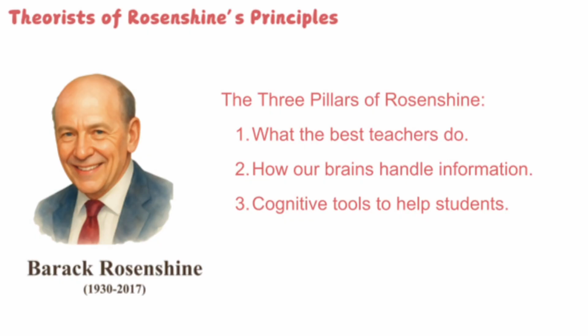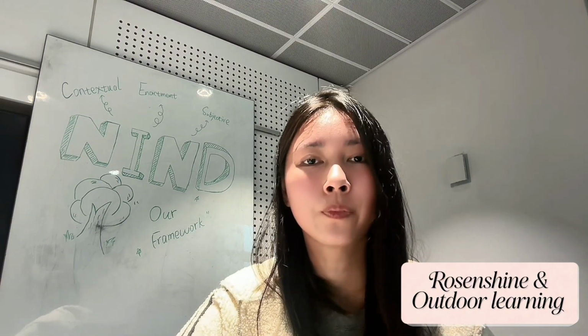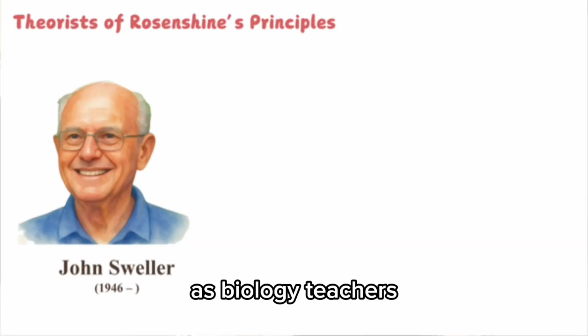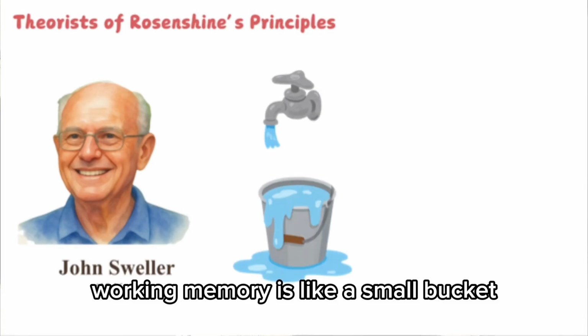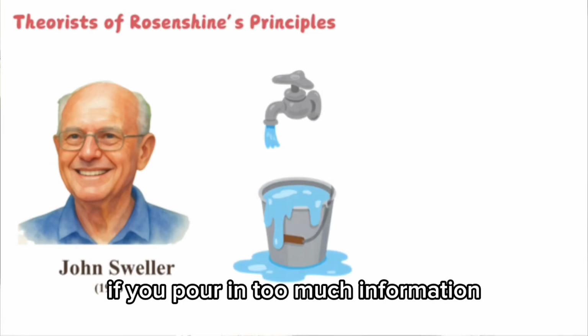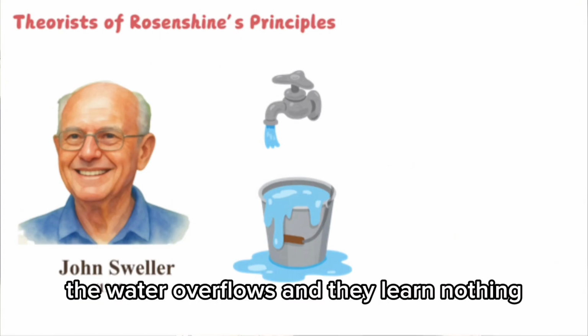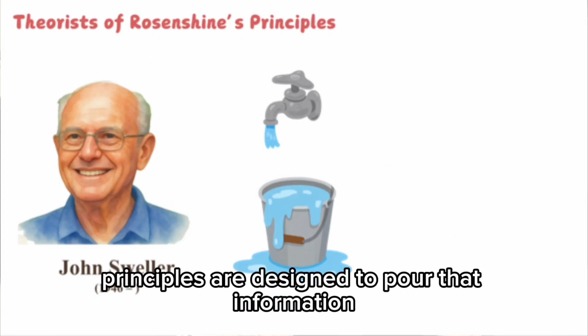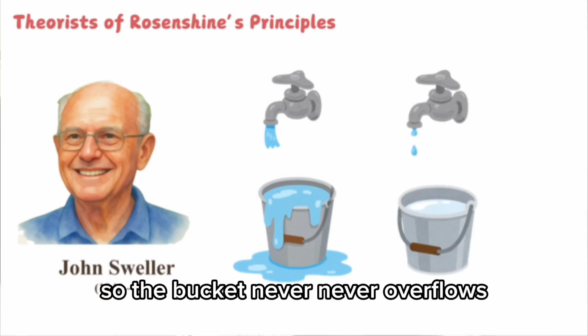In fact, these principles have become incredibly popular recently because schools are moving towards evidence-based teaching to make sure every child succeeds. But the why behind it comes from cognitive load theory, pioneered by John Sweller. As biology teachers, we need to remember that our students' working memory is like a small bucket. If we pour in too much information about photosynthesis, for example, the water overflows and they learn nothing. Rosenshine's principles are designed to pour that information water slowly and steadily, so the bucket never overflows.